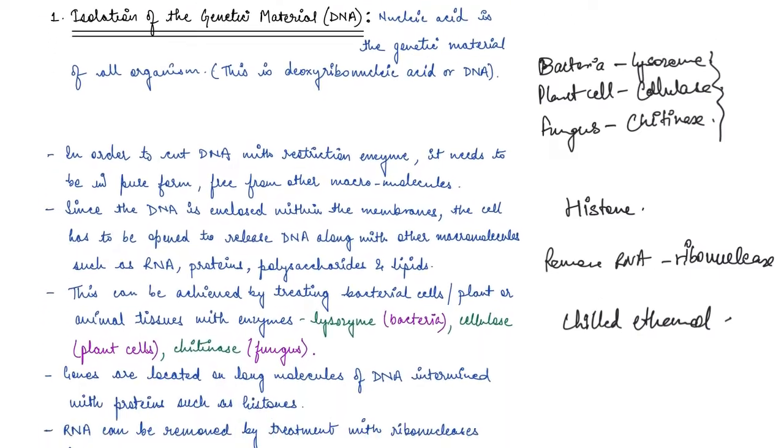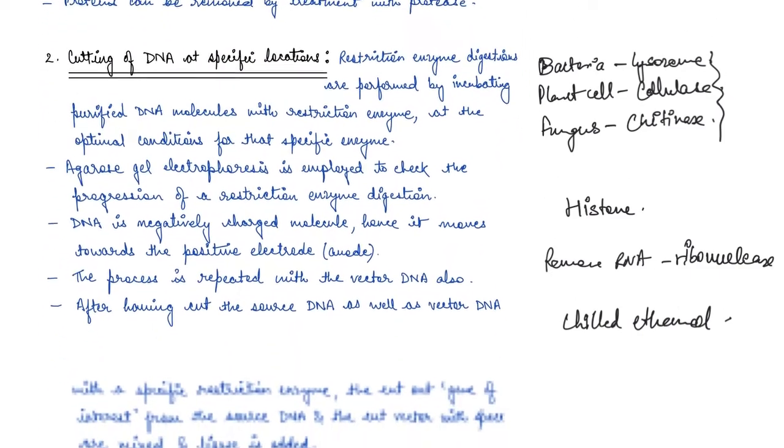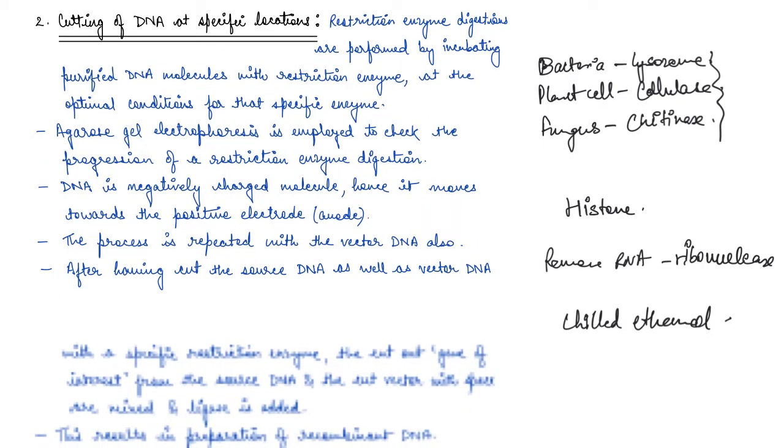Now next what we are going to do is cut this DNA at specific locations, right? Now how do we do it? We do it through restriction enzymes. Basically, restriction enzyme digestions are performed by incubating these purified DNA molecules with the restriction enzyme. So what we do is we create optimal conditions for the restriction enzyme to work. We incubate purified DNA along with the restriction enzyme in optimal conditions, and these restriction enzymes start cutting the DNA.